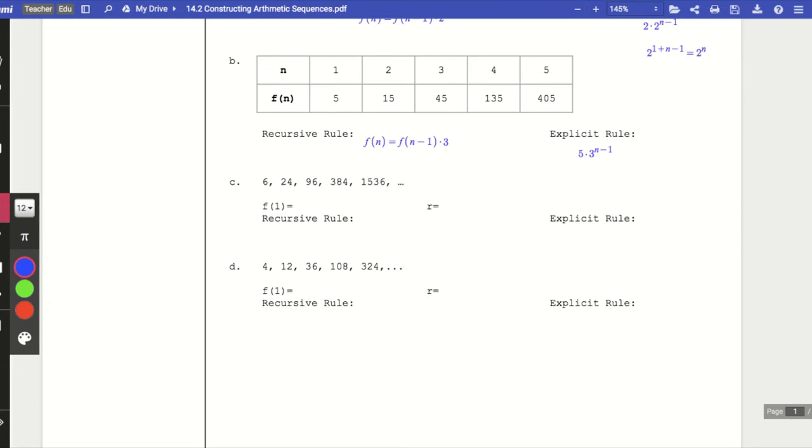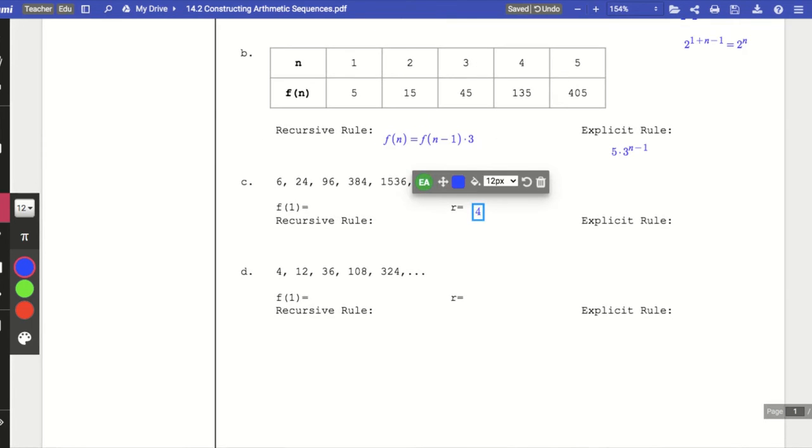So what am I increasing by each time? Well, every single time I'm multiplying by 4. So my common ratio is 4. 6 times 4 is 24. And you can check, 4 times 24 is also going to be 96. So f of 1 is my first term, which is just 6.